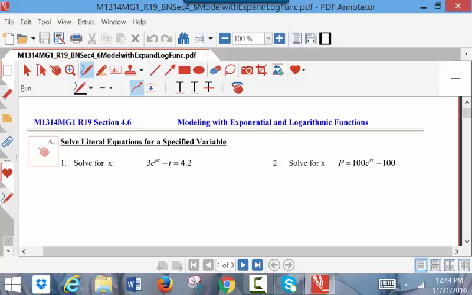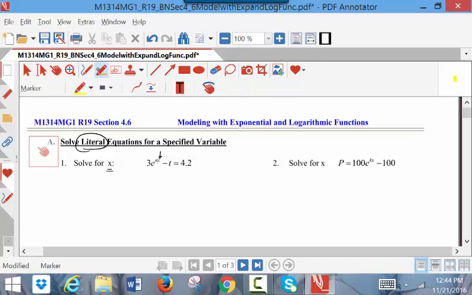All right. So literal equations are equations that have a bunch of variables in them. And so they specifically ask you to solve for a variable that's in the equation. Like in equation 1, it says solve for the variable x. So the variable x you can see is in the exponent. So we need to figure out how to get it out of the exponent. So what you want to do is solve for this exponential term. Okay, we need to solve for that specific exponential term.